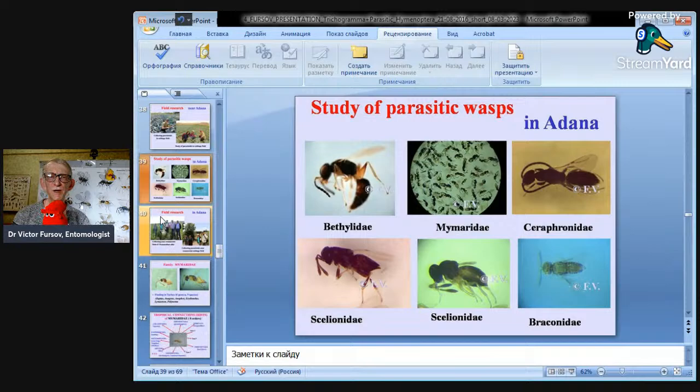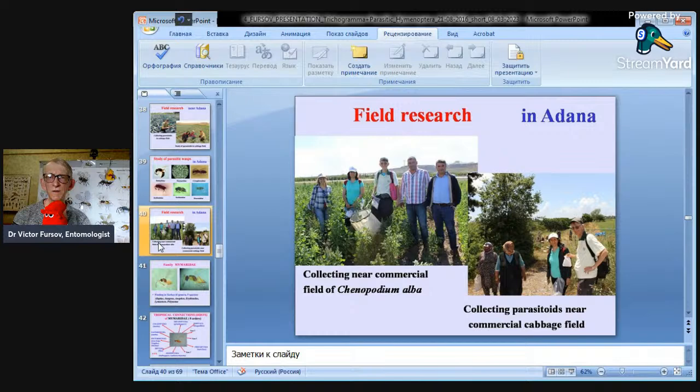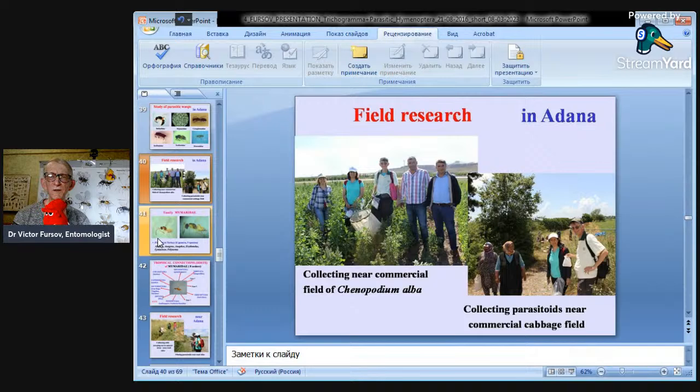Okay, our field collecting continued during our trip, so we stopped in some areas near agricultural field crops, like a special commercial field of Chenopodium. Some material was studied and collected near this commercial field. The men in the center were our hosts, businessmen who breed these different agricultural crops, and this is their own field, so they kindly allowed us to collect material for scientific purposes, definitely.